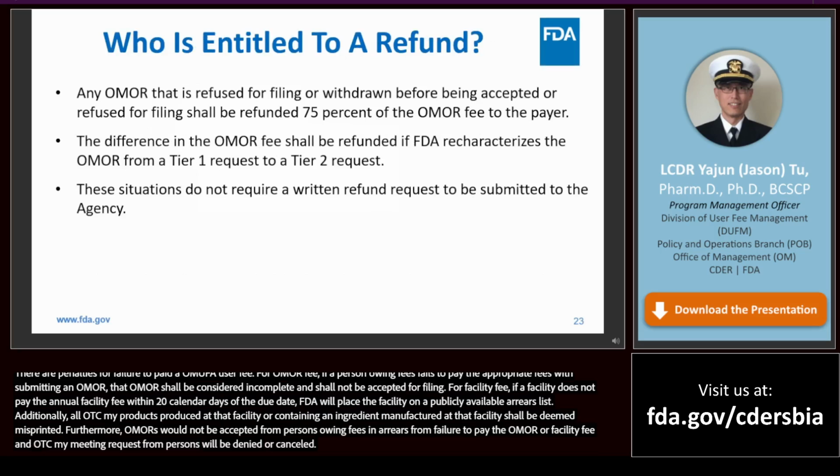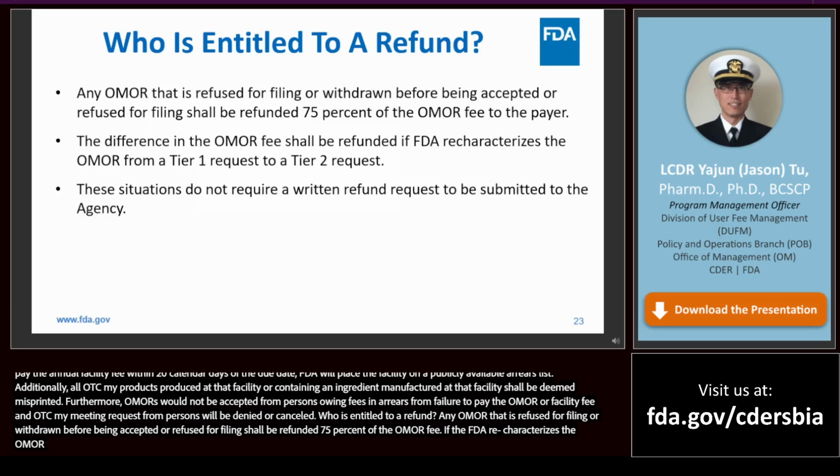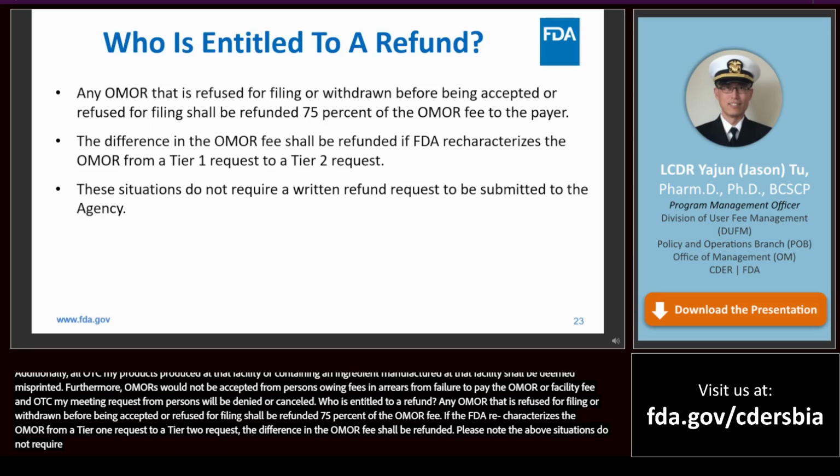Who is entitled to a refund? Any OMOR that is refused for filing or withdrawn before being accepted or refused for filing shall be refunded 75% of the OMOR fee. If FDA recharacterizes the OMOR from a Tier 1 request to a Tier 2 request, the difference in the OMOR fee shall be refunded. Please note the above situations do not require a written refund request to be submitted to FDA.